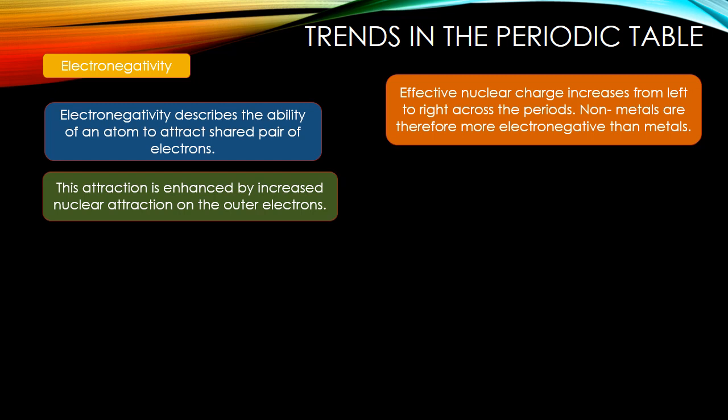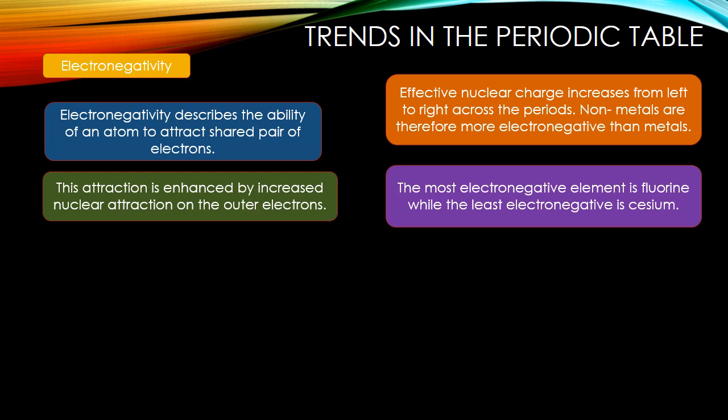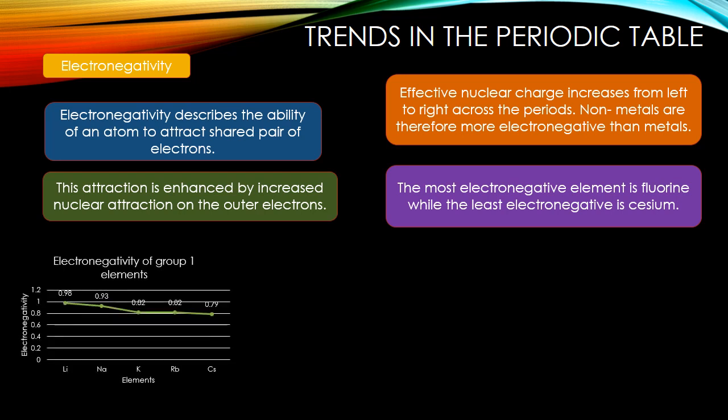So, nonmetals are found at the right-hand side. That means the attraction that nonmetals have on outer electrons is stronger. So nonmetals will have higher electronegativity values compared to metals. The most electronegative element is fluorine and the least is cesium. Let's look at the trend.